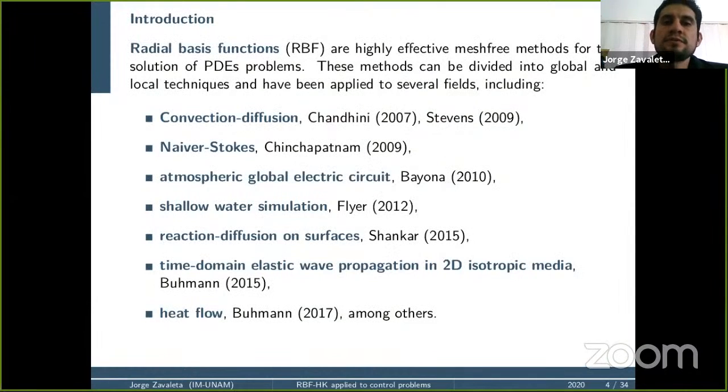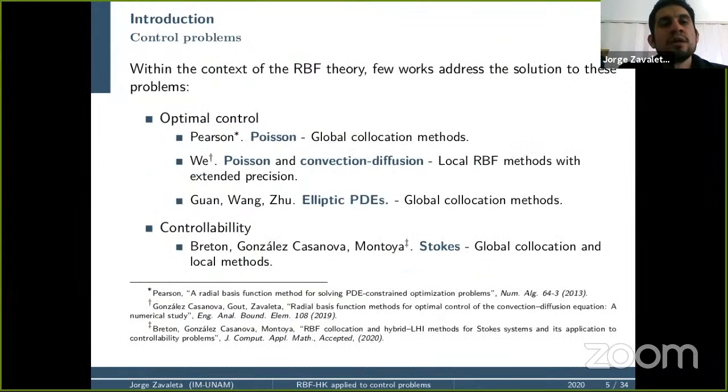Radial basis functions are highly effective mesh-free methods for the solution of PDE problems. These methods can be divided into global and local techniques and have been applied to several fields, including convection diffusion, Navier-Stokes, atmospheric global electric circuit, shallow water simulation, reaction diffusion on surfaces, time domain elastic wave propagation in isotropic media, heat flow, among others. Within the context of RBF theory, few works address the solution of optimal control problems.